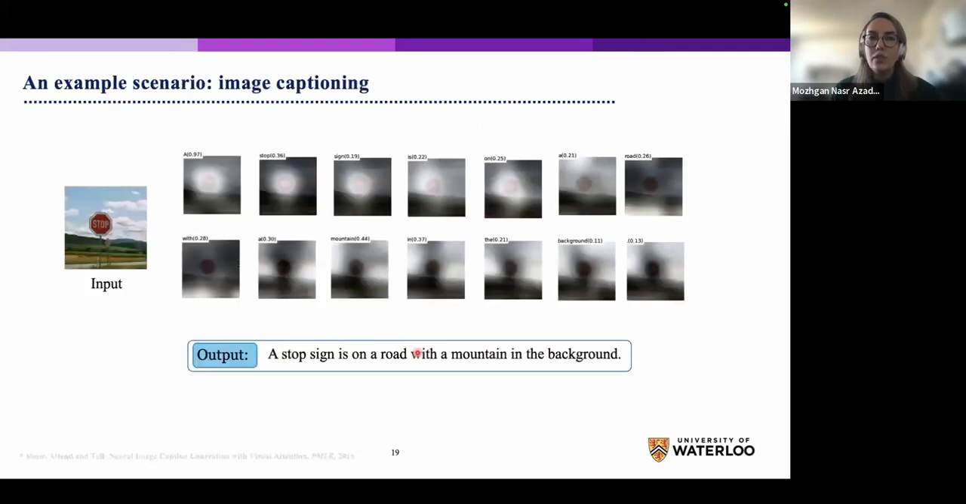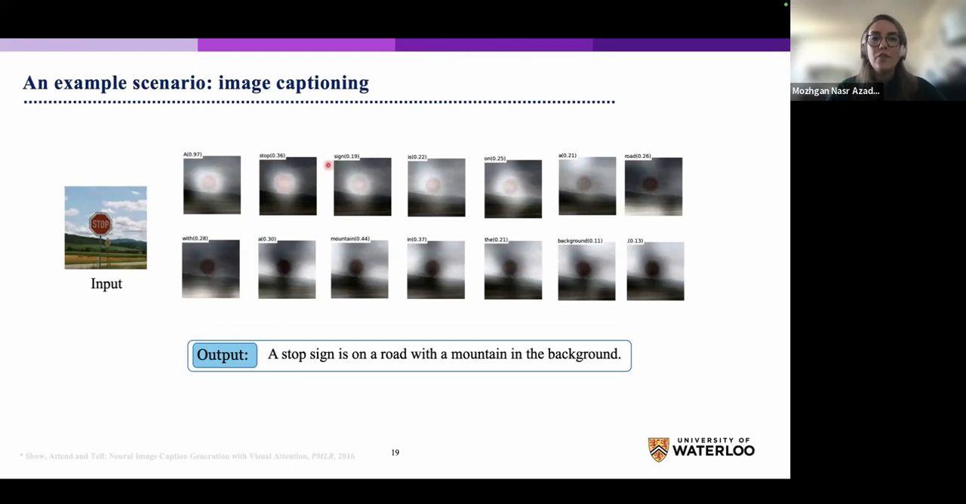So let's see a visual, an image scenario. Here the task is image captioning, where the input is an image of a road, and the output of the model is the caption for that image. In these steps, you see which part of the input image the model is focusing on for generating each token. And here, the lighter means the higher score of attention.